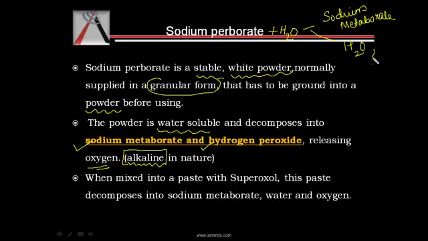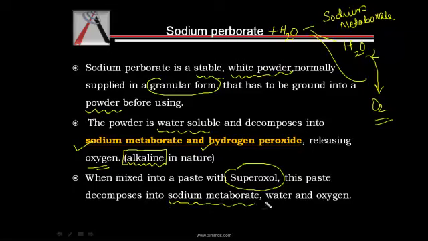H2O2, and then it releases oxygen, which is responsible for bleaching. When sodium perborate is mixed into a paste with superoxole, this paste decomposes into sodium metaborate, water and oxygen. And this paste, this mixture of sodium perborate with superoxole is called as walking bleach. We'll be talking about it in the later slides.